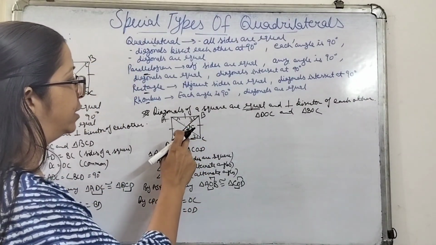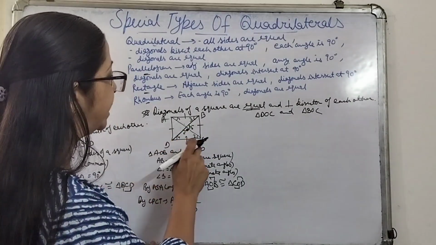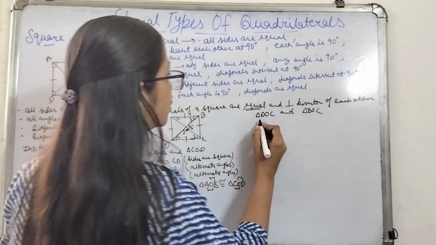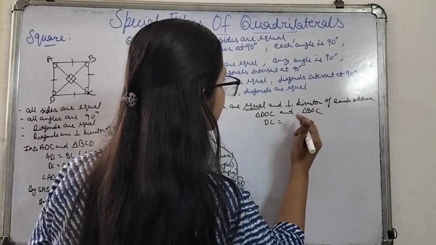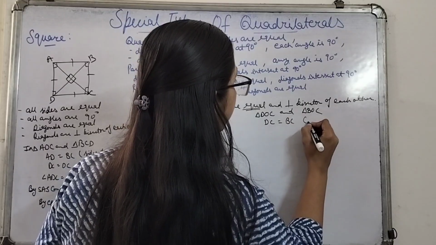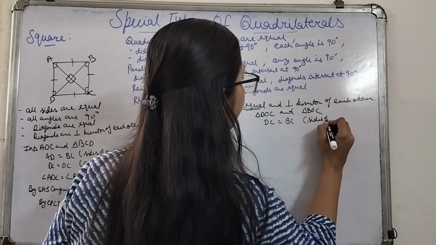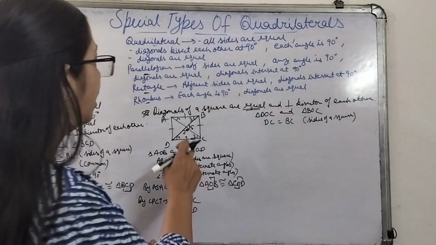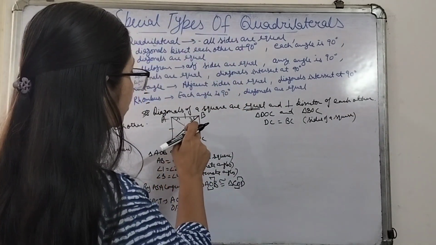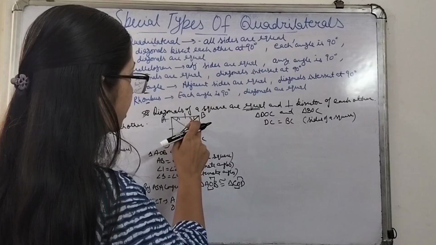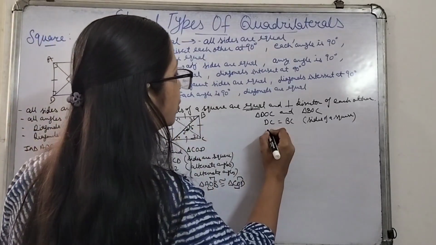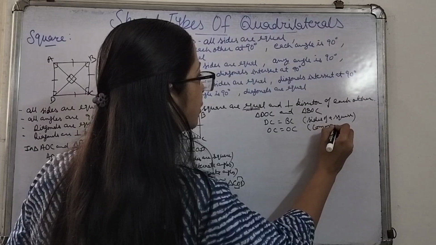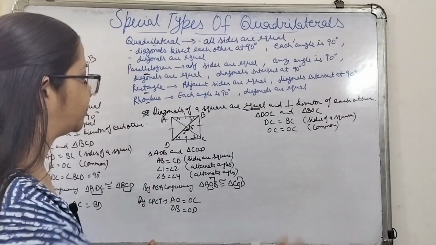In these two triangles, your DC will be equivalent to your BC. They are the sides of a square. That's the reason they will be equal. Now, OC is common for both the two triangles. OC is here in this triangle and in this triangle also. So, OC is equivalent to OC. It is common for both the two triangles.